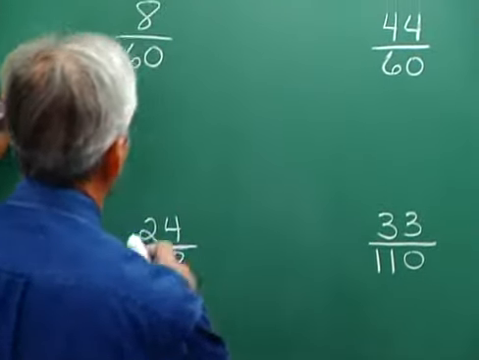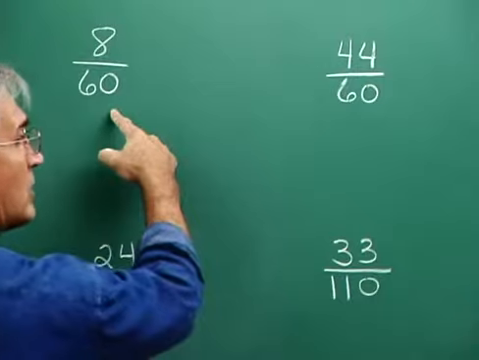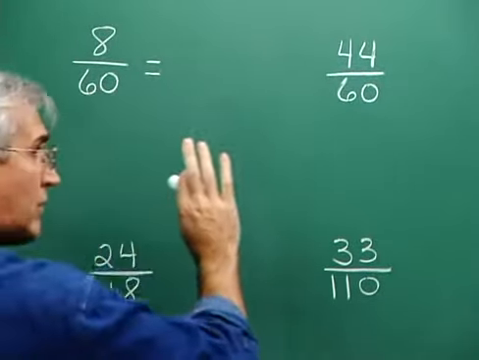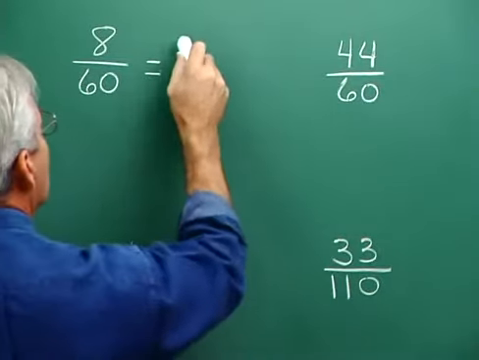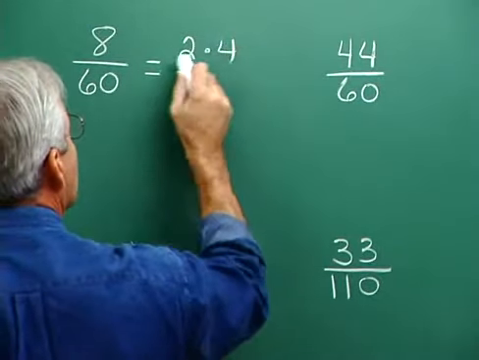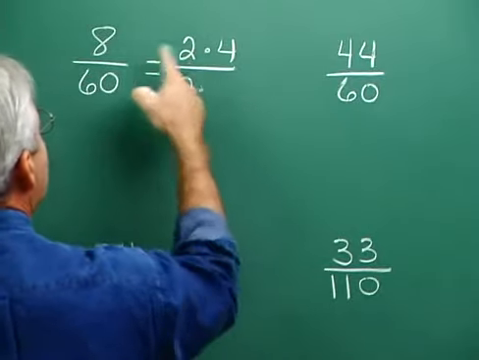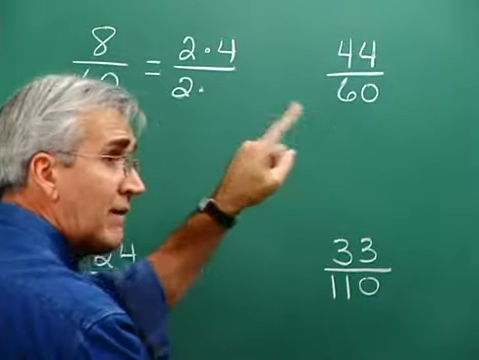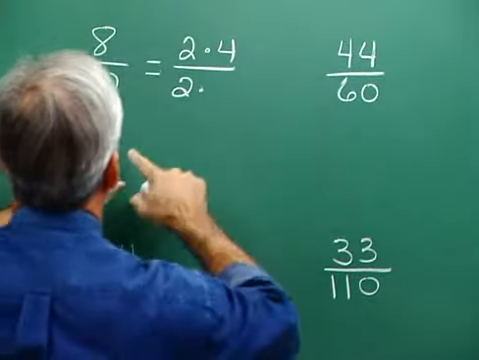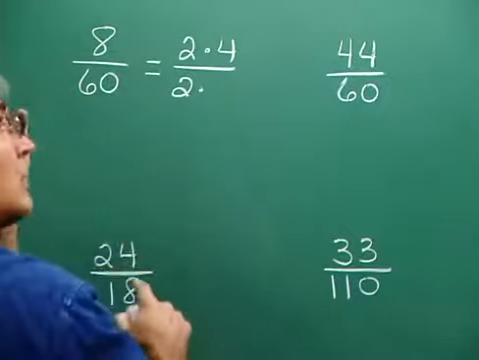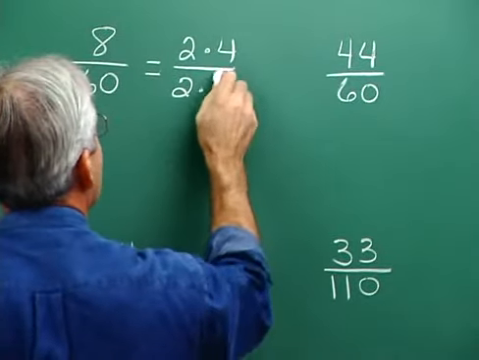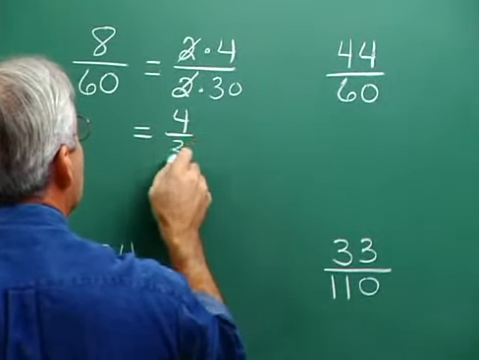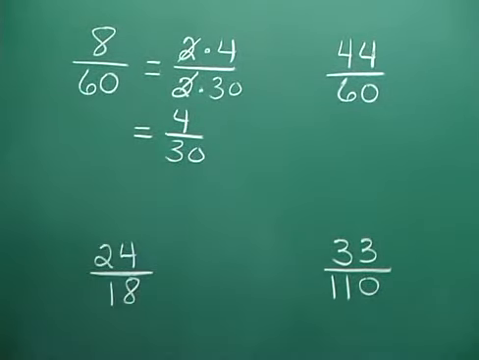If we have 8 over 60, then we see that they're both even numbers. Now, the first few times you do this, you're going to want to write the factors like this. You see, 8 is 2 times 4. If I notice that they're both even, then I know that 2 goes into both of them, and I can write 8 as 2 times 4. I know that 2 goes into 60 30 times, so I can write 60 as 2 times 30. And the 2's go out, and I have 4 over 30. You see, that is a way to deal with it.